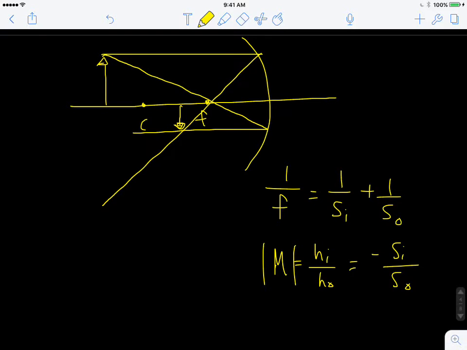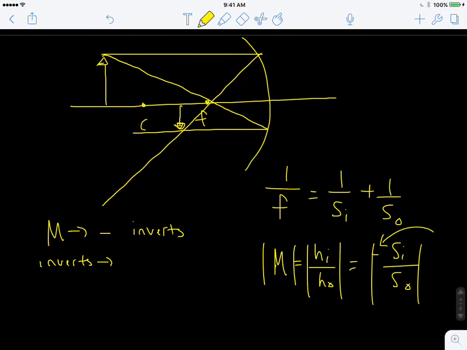Now your AP reference tables talk about the absolute value of all this. But that negative actually is in there, and it's pretty important because it allows you to know whether or not it is inverted. If it is inverted, and this is true for lenses as well, then the magnification is negative. So if the magnification is negative, then we know that it inverts. Also, if it inverts, we also know that it is real. And then we can obviously say the opposite is true. If it's upright, then it is virtual.